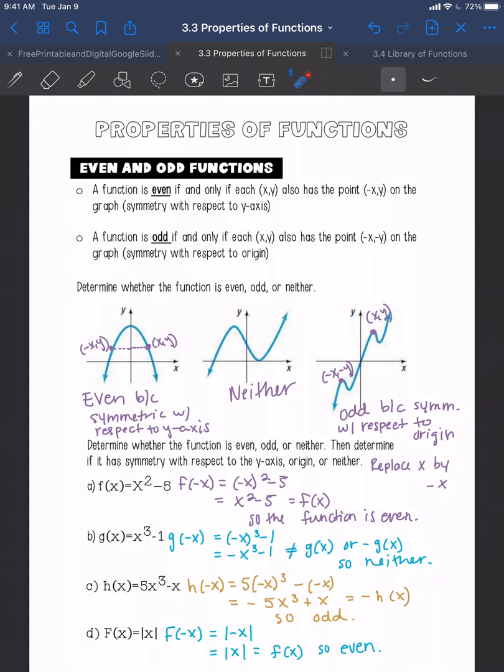In this lesson, we're going to discuss properties of functions. I do already have these notes filled out, so if you need to pause it so that you have time to jot things down, please feel free to do that.